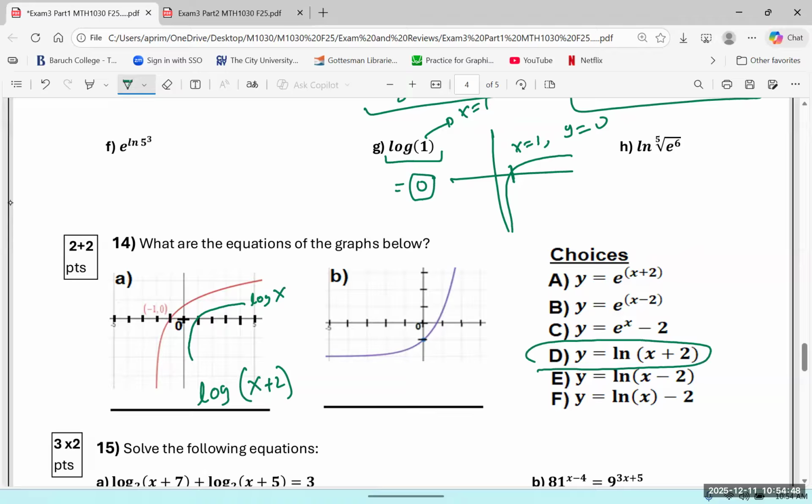ln and log, they have the same property, the same picture. ln means natural log, and log means just normal log.